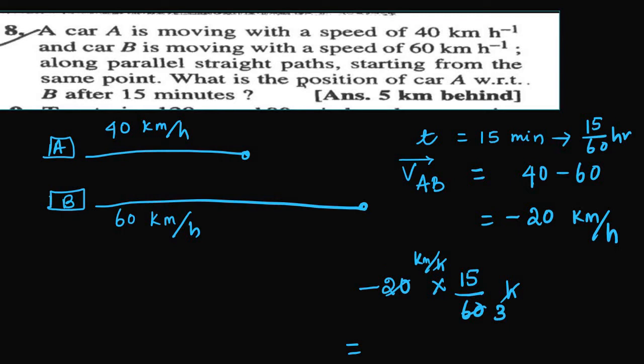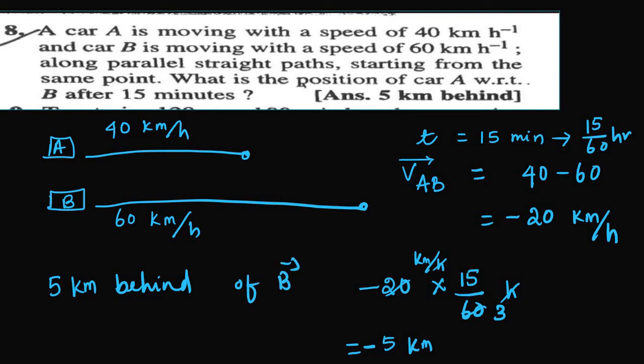So it would be 15 divided by 3, which is 5 kilometer with a negative sign. That means A is behind B by 5 kilometers after 15 minutes. This would be the answer. And the negative sign is suggesting that you need to write that A will be 5 kilometers behind B.